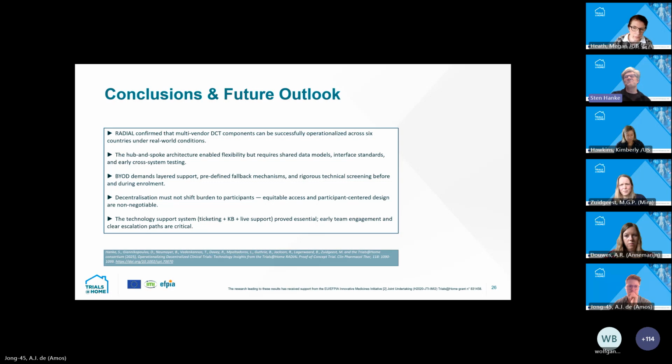Important at the end, and we can be critical whether we are there yet or not: decentralization should not shift the burden to the participants or to the CRAs. It is more a question for the trial providers, the technology providers, and the technology support system. Please read the separate paper here. It was, I think, a very good success team-wise, but also for the project itself. Thank you for your attention.